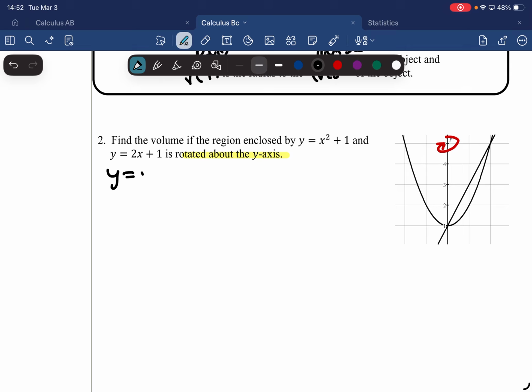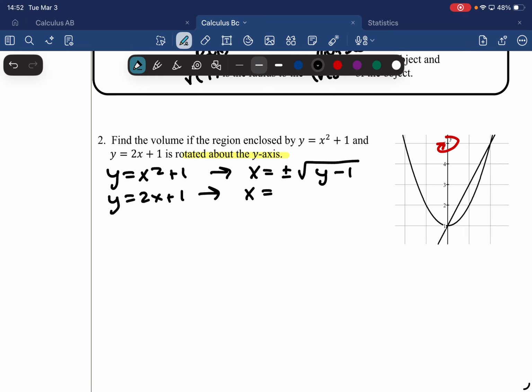And I'm going to take y is equal to x squared plus 1. When I get x by itself, that's me subtracting 1 and then taking the square root. So x is equal to plus or minus the square root of y minus 1. And then y is equal to 2x plus 1. If I get x by itself, I'm subtracting 1 and then dividing by 2. So I have x is equal to (y minus 1) over 2.